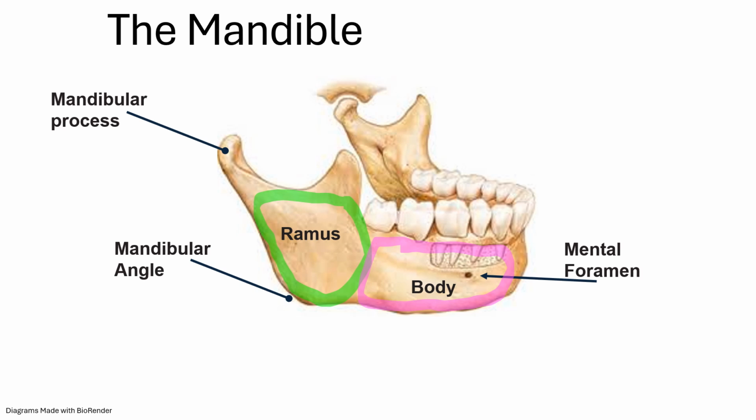This is the more posterior process on the bone, and the anterior process is called the coronoid process. Yes, you also have a coronoid process on the ulna.